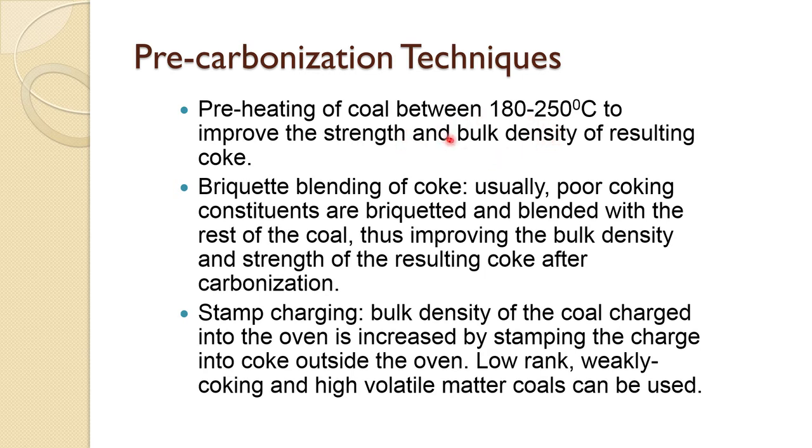So, naturally you get a little higher bulk density of the resulting coke. Briquette blending of coke. When you do not have a very good quality coal, then you use this briquette blending of the cokes. The poor coking constituents are briquetted and blended with the rest of the coal, improving the bulk density and strength of the resulting coke after carbonization. So, this again increases the bulk density.